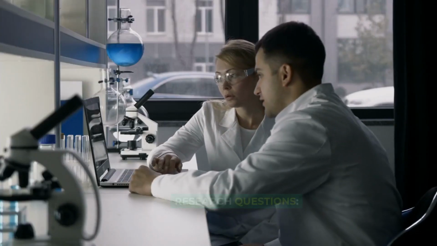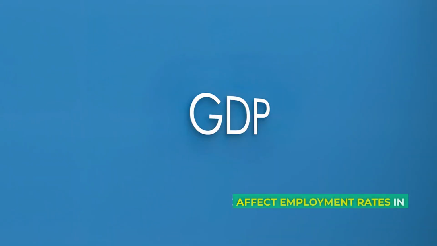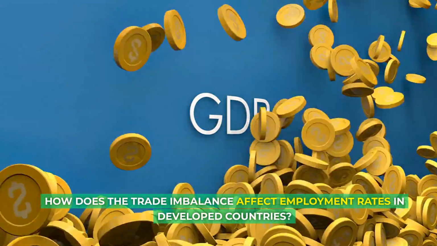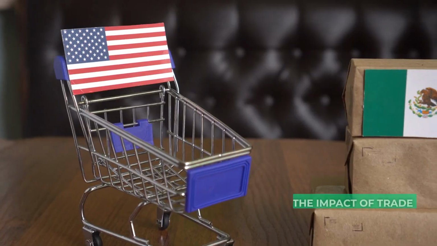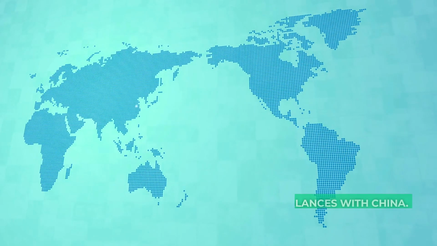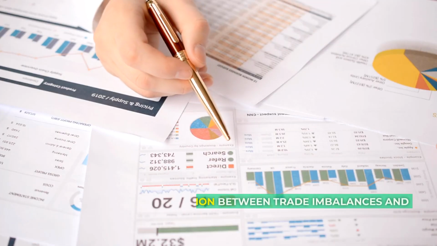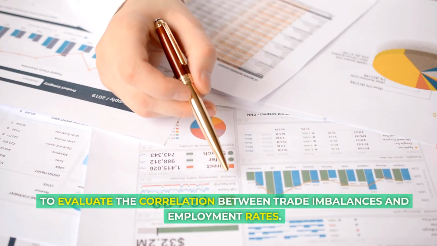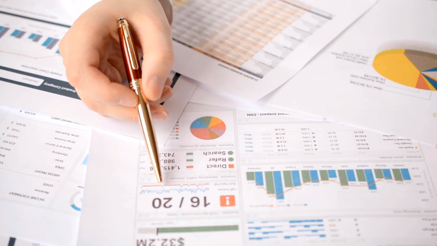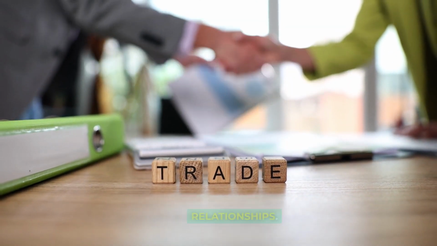Research questions. What factors contribute to trade imbalances with China? How does the trade imbalance affect employment rates in developed countries? What are the policy measures to mitigate the impact of trade imbalances? Research objectives. To analyze the root causes of trade imbalances with China. To evaluate the correlation between trade imbalances and employment rates. To propose policy recommendations for improving trade relationships.